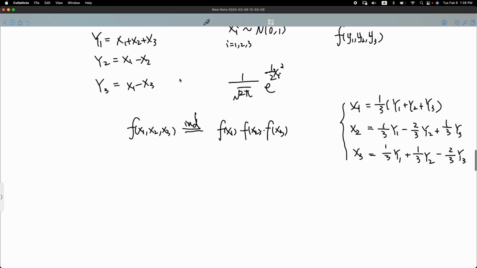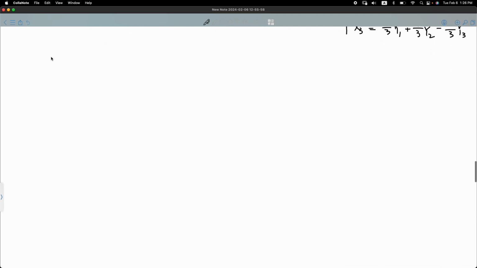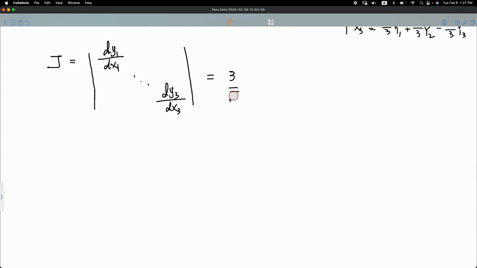Okay. Once we have that, we just calculate the Jacobian, and then you can have dy1/dx1 all the way to dy3/dx3. Just fill in the formula. So I start from dy to dx, then this is equal to 3. So you can double check.